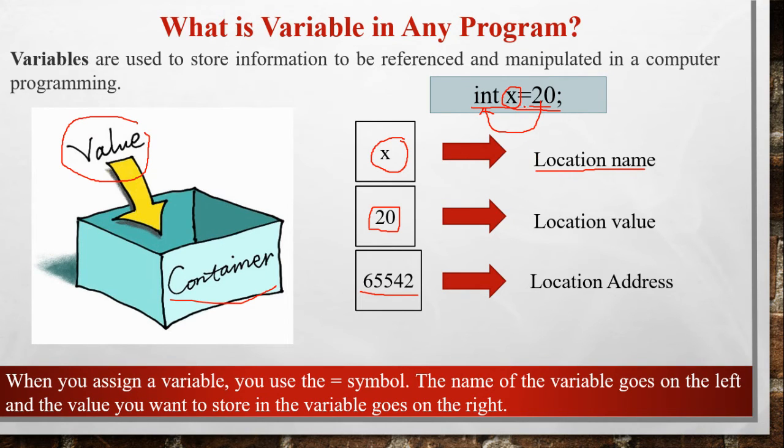So if you have observed here, when you assign a variable, we use the equal to symbol. Equal to is basically an equality operator. The name of the variable goes on the left. You can see x is on the left side and 20 is on the right side. So 20 is the value that is being stored in that particular variable x.